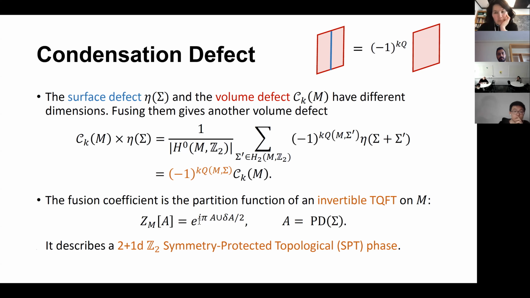So this invertible TQFT, in fact, describes a 2+1d Z2 symmetry protected topological phase, which we also call an SPT phase. So here the slogan is that when we fuse symmetry defects with the condensation defects, the fusion coefficient is in general the partition function of an SPT phase.